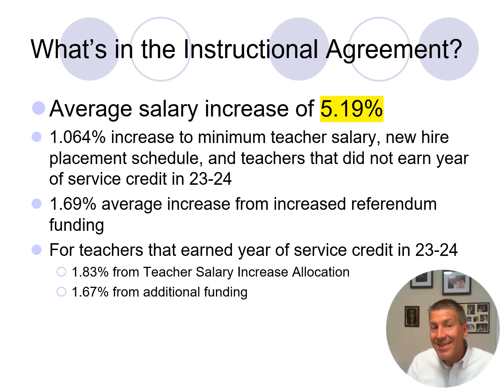There's 1.69% average increase from the increased referendum funding. And then there's, for teachers that did earn a year of service credit in 23-24, there's 1.83% from the teacher salary increase allocation and 1.67% from other additional funding. Again, the bottom line is that for somebody that did earn a year of service credit last year, the average salary increase would be 5.19%.